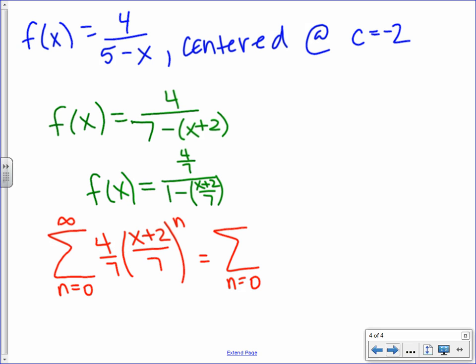Where you have to combine. We have 7 to the first and 7 to the n. So we have 4 times x plus 2 to the n over 7 to the n plus 1. That 4 can be written on the inside or the outside. It has no effect on the interval of convergence. Oh, you mean like outside the x plus 2? Yeah, out here. Not inside the x plus 2. Right. So it can be written here or here. Okay? Interval of convergence.